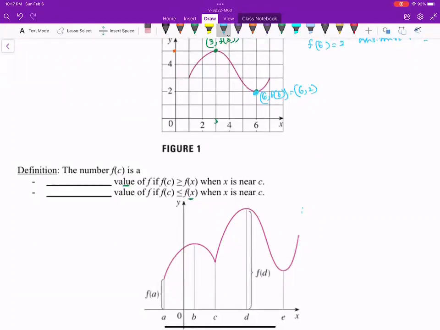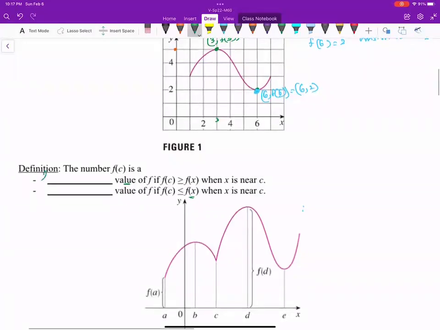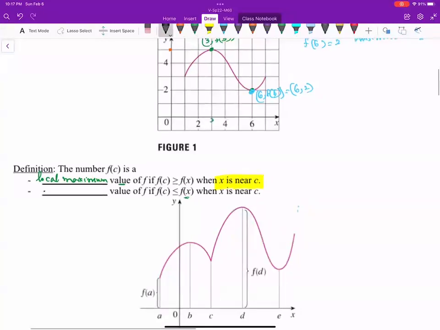In the same way, we will define the local maximum and local minimum. The idea is the same, but in the neighborhood of a point. If the maximum occurs in the neighborhood of a point, then that maximum is called a local maximum. If the minimum point occurs in the neighborhood of a point, then it is said to be a local minimum. So f of c is a local maximum value of f if f of c is more than or equal to f of x near c, in the neighborhood of c.